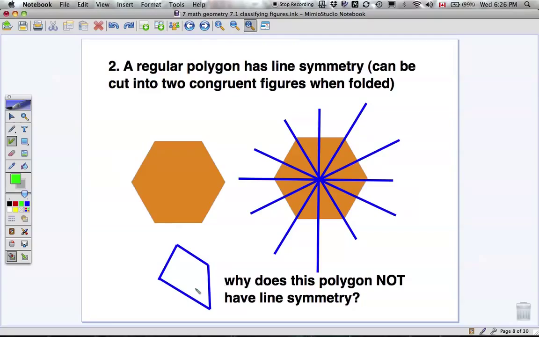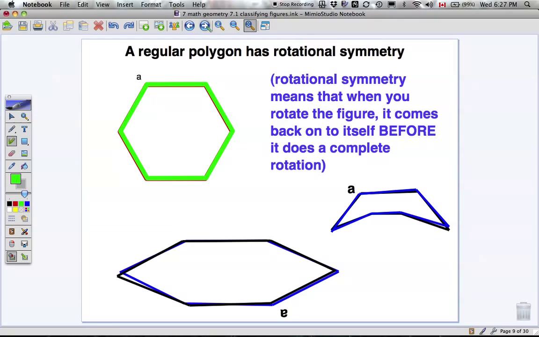Why does this polygon not have line symmetry? Well, any way you slice it, there is no way of cutting this thing in half and folding it so that each side touches perfectly. If I folded this, you're going to have this little piece that sticks up like that. It's not going to look very nice.